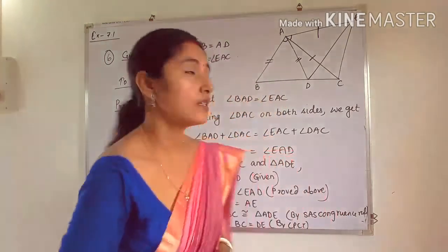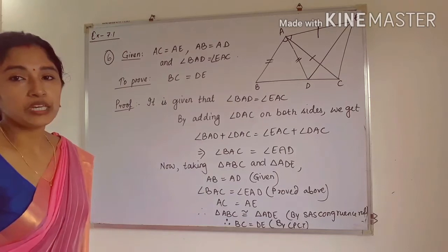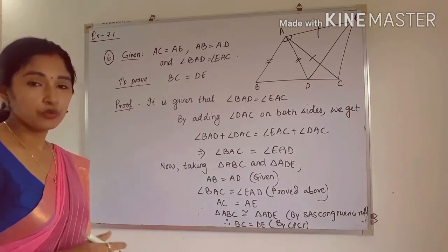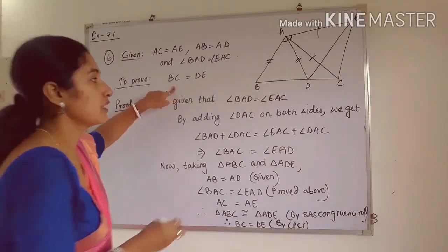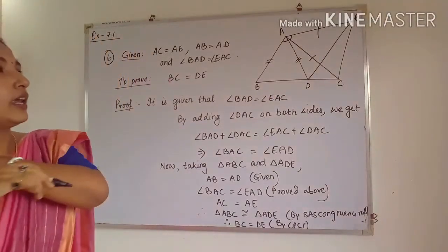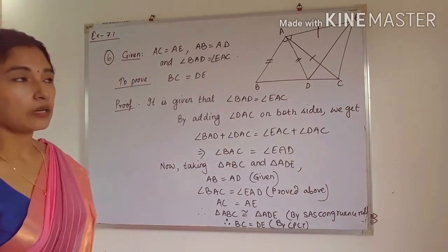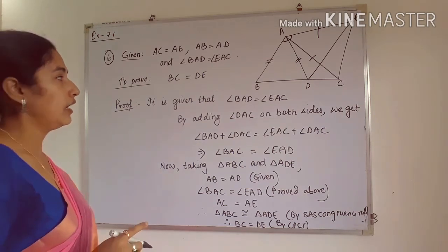So what are the triangles in which BC and DE belong? Because in this particular diagram there are many triangles, so there will be confusion about which triangle we have to take. So here see, BC is present in triangle ABC and DE is present in triangle ADE. Okay, so that means we have to take the two triangles, triangle ABC and triangle ADE.